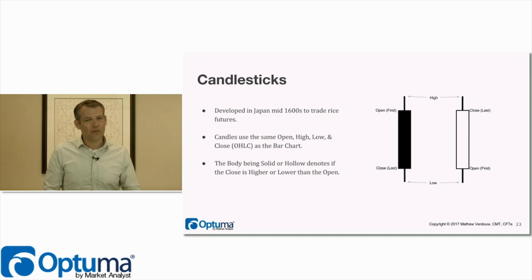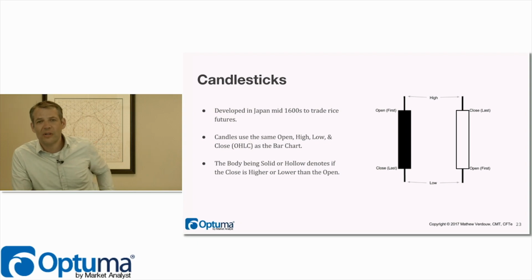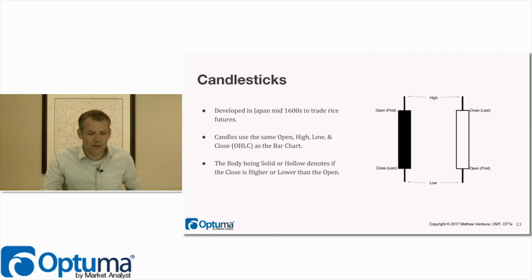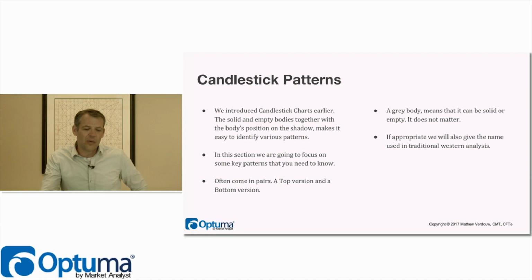If the package that you're using uses different colors like red or green, that's no good. That's just so hard to work with. To do candlestick analysis, you basically have to have black and white. Are they solid or are they hollow? That's what you need to be able to see there. Developed in Japan in the mid-1600s by rice futures traders, and then all these patterns came out of that. So, we introduced the patterns earlier. We're going to focus on some particular patterns.